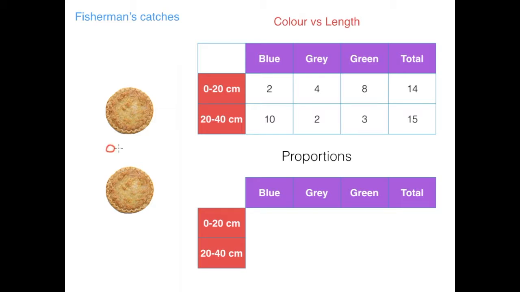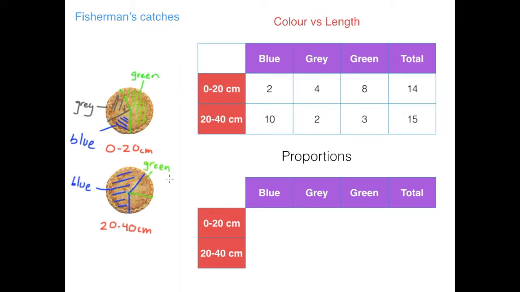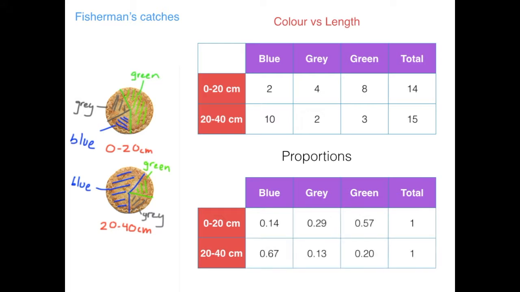This wording may take a bit of effort to understand, but imagine the two length categories, 0 to 20 centimetres and 20 to 40 centimetres, are two different pies, and we've cut both of these pies into 3 unequal slices. Each slice now represents which colour the fish can be. The bigger the slice, the more fish caught of that colour. Now to calculate the portion, we'll divide each cell by their row total, or, referring back to our pies, we'll compare the size of each slice to the size of the whole pie, or the row totals.